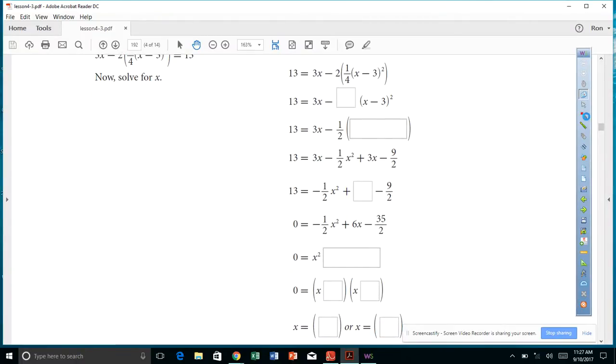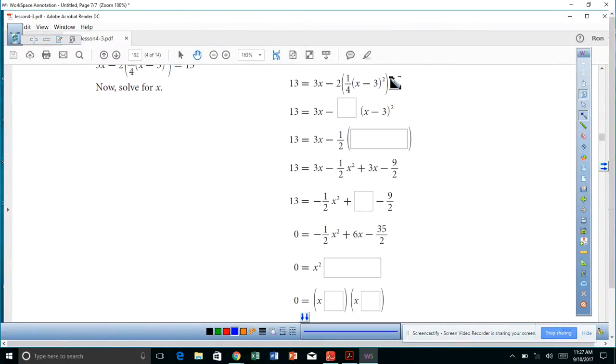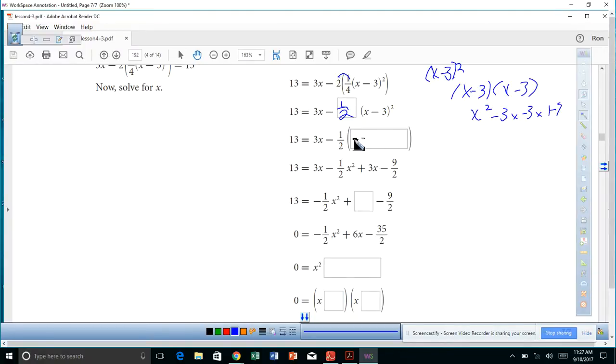So what it does first is it distributes that 2 inside there. So you have 2 times 1/4, that would be 1/2. And then it does the (x minus 3) squared. That equals (x minus 3) times (x minus 3), which is x squared minus 3x minus 3x plus 9. So you get x squared minus 6x plus 9. Now it distributes the negative 1/2 in there, so you get negative 1/2 x plus 3 minus 9/2.